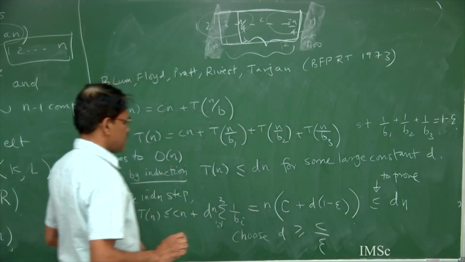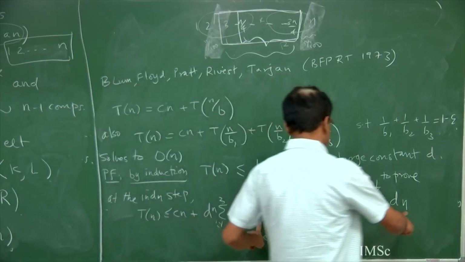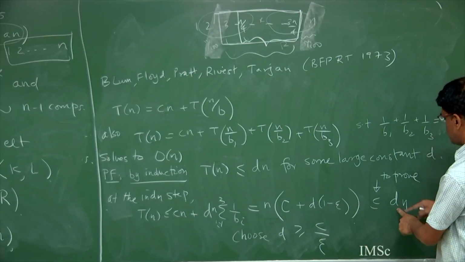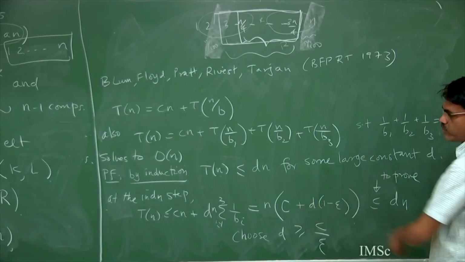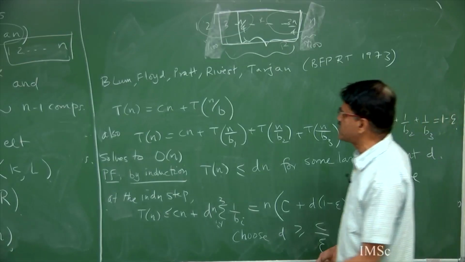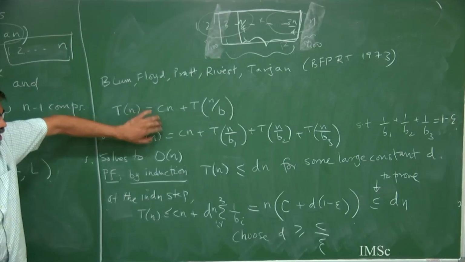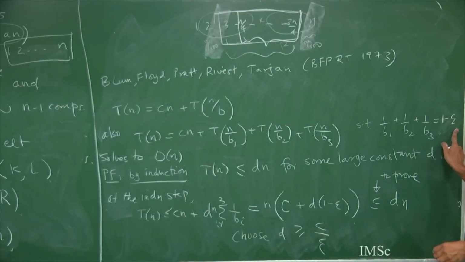If I choose d to be greater than or equal to c by epsilon, so what did I do? I cancelled n on this inequality. I brought 1 minus epsilon here, so it becomes d into epsilon is greater than or equal to c. So, if I choose d to be greater than or equal to c by epsilon, c is a fixed constant, whatever time it takes for my combined step, and epsilon is a fixed constant, it depends on the sum of these 3 numbers, right.